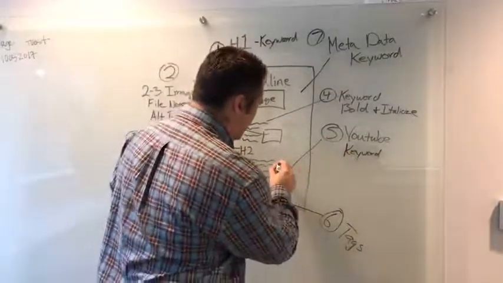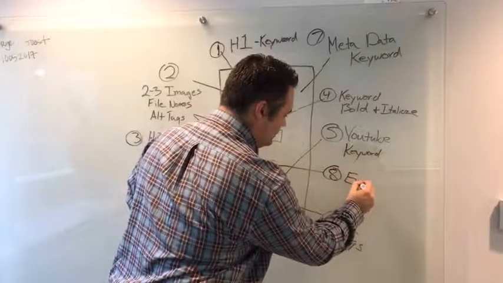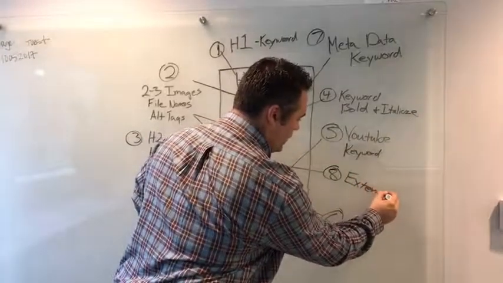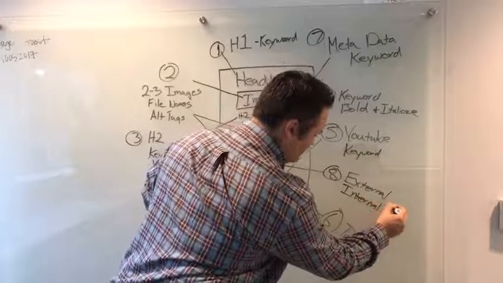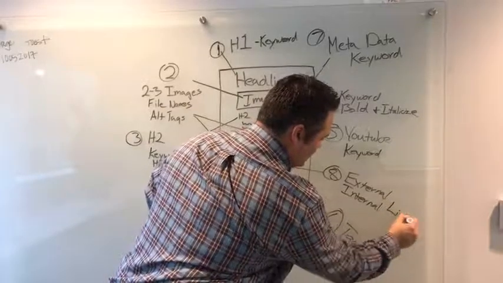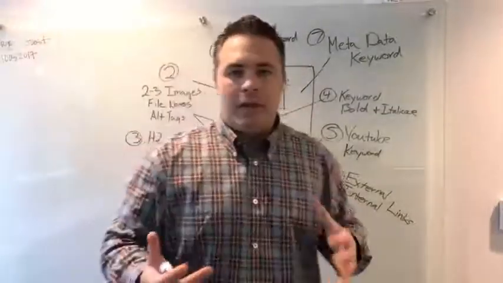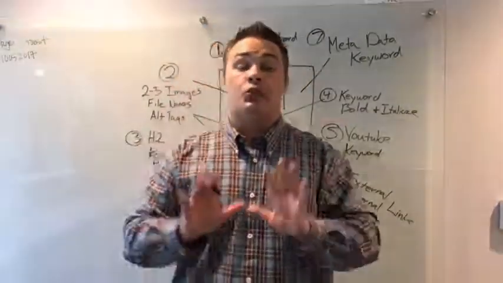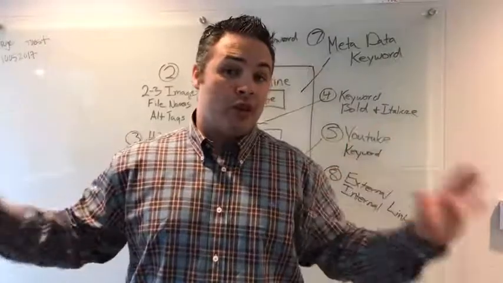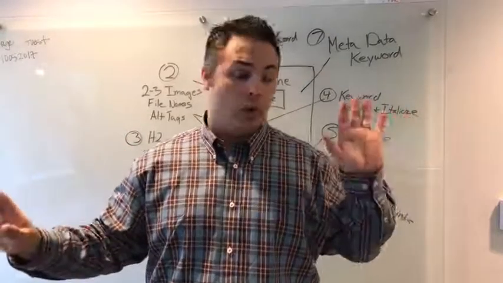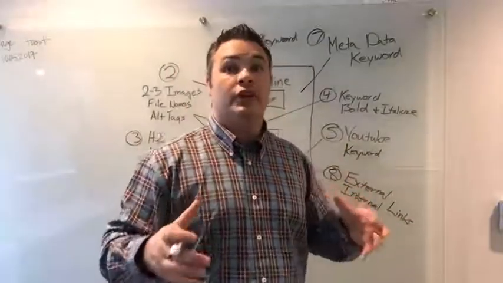Some other things that are good best practices. We also have external and internal links. Why is this important? Well, don't overdo it on the external links. In your copy, maybe have one or two external links, again, to relevant keyword content in an outside authoritative blog or website, okay? Another domain that is authoritative in your keyword space.